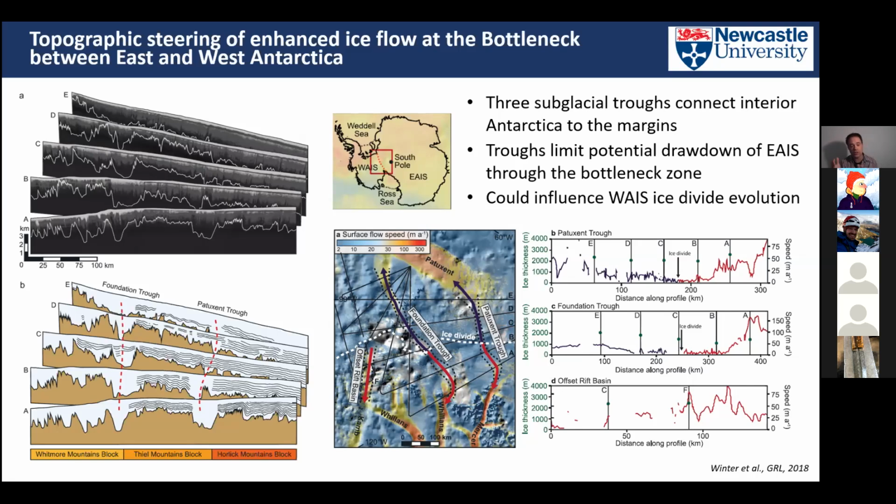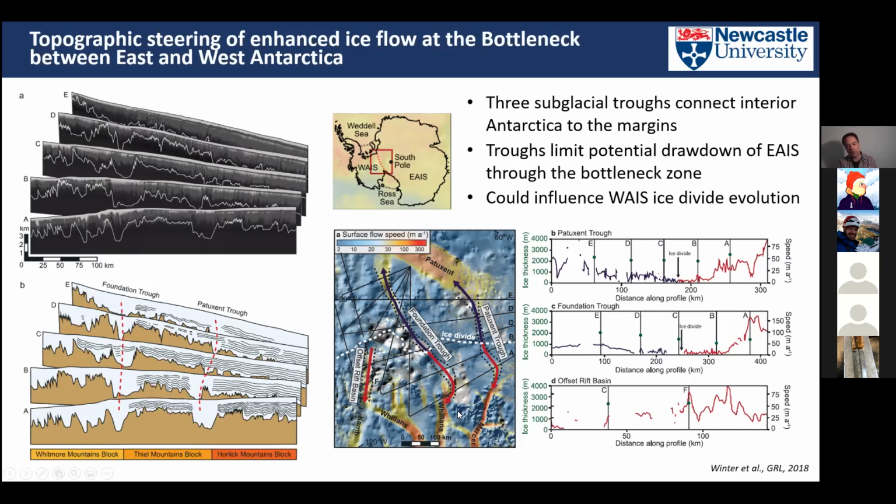What's interesting, of course, is that the orientation of these troughs is perpendicular to the ice divide. So we can see here on this figure in the middle, in the colour, you can see the ice divide in the dashed line, and the Foundation trough and the Patuxent trough in the blue and red arrows, either cutting right through that, perpendicular to the ice divide.